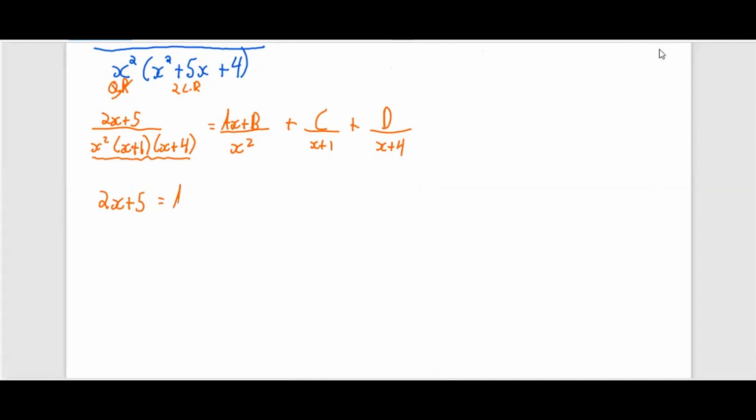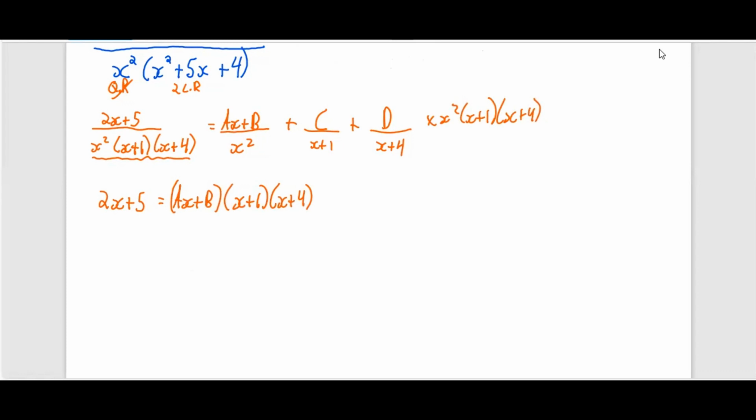So for ax plus b, it will be ax plus b multiplied by all the other denominators, so the x plus 1 and the x plus 4. If that's confusing, if you multiply this by x squared, x plus 1, and x plus 4, for the first one here, x squared will cancel with this x squared. So you'll end up with x plus 1 and x plus 4.